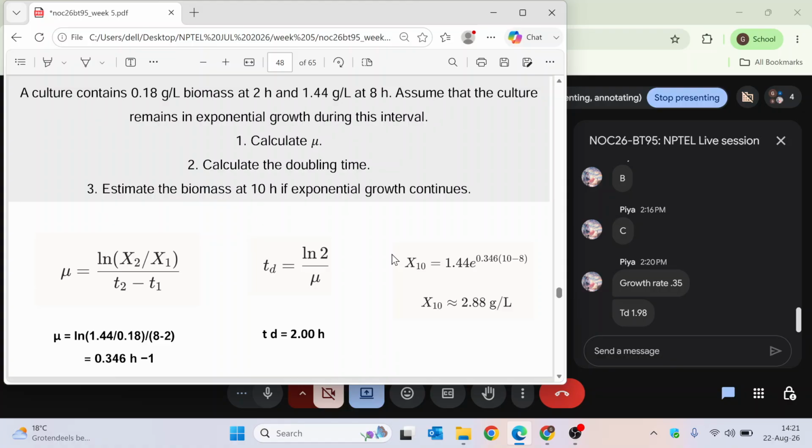And then estimated biomass at 10 hours. So x t is equal to x naught into e power mu t. You have your mu value. You know that at the end of 8 hours it was 1.44, so that you will have as x naught, or the initial value here. So from 1.44, with the growth rate of 0.346 within the next 2 hours, which is the time interval, 10 minus 8, it's going to be 2.88 gram per liter.